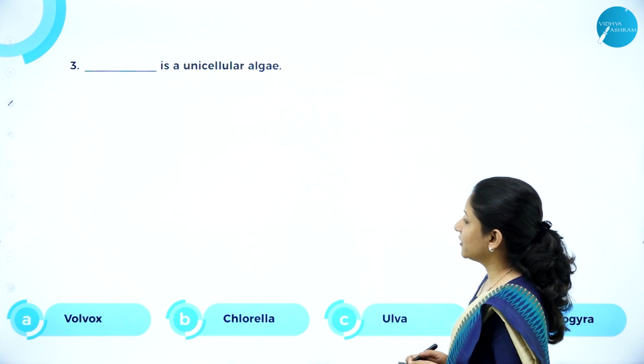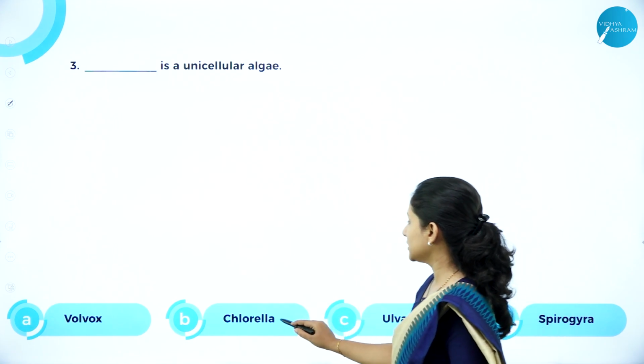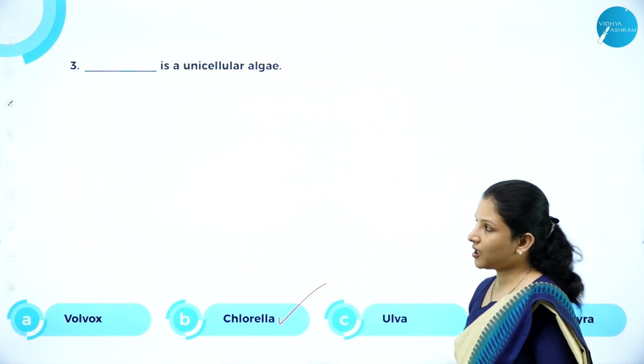Next, dash is a unicellular algae. Is it Volvox, Chlorella, Ulva, or Spirogyra? So the answer here is Chlorella, which is a unicellular algae.